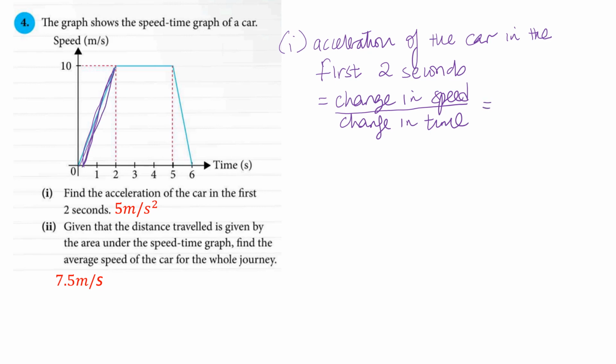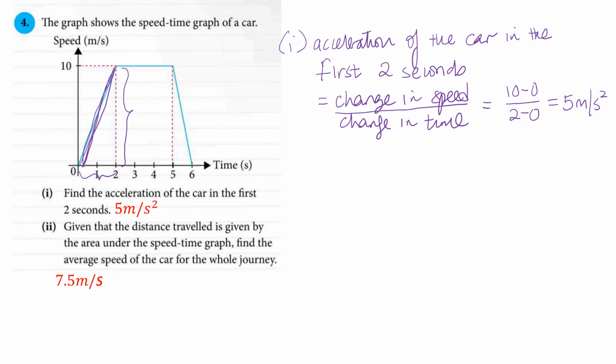So the change in the speed will be just 10 minus 0 over the change in the time, which will be just 2 minus 0. And that gives you 10 divided by 2, which is 5 meters per second squared.